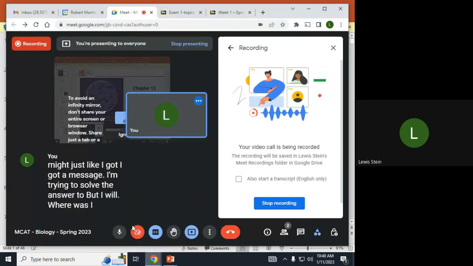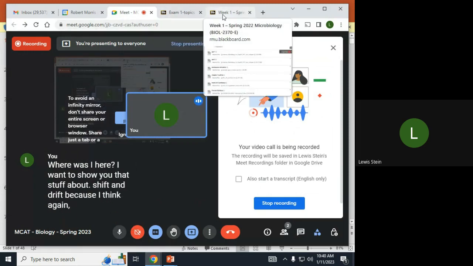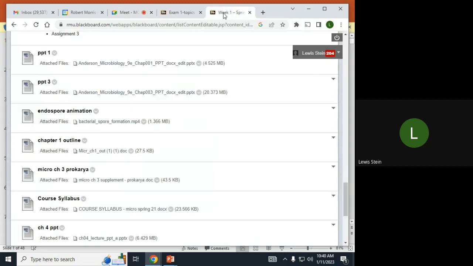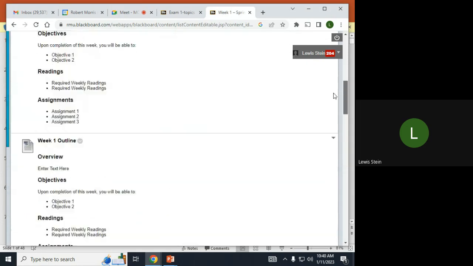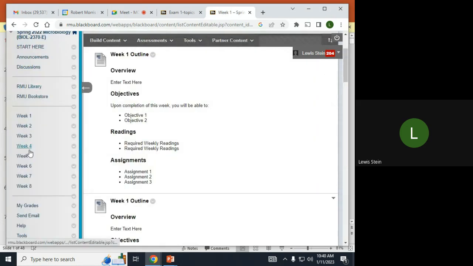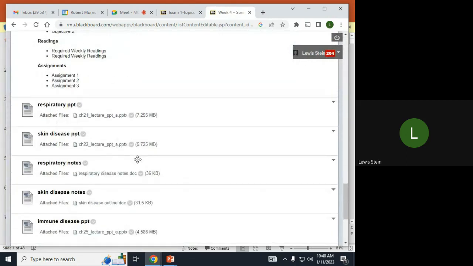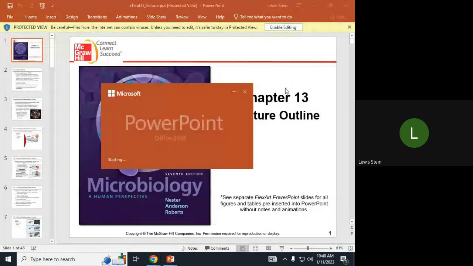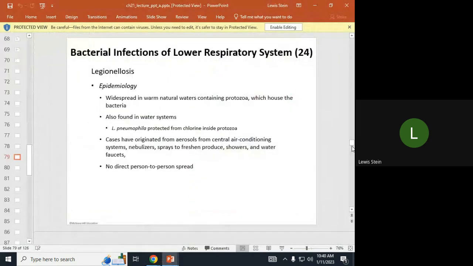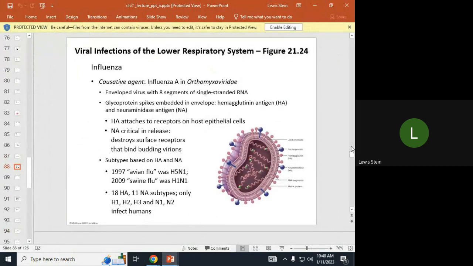Okay, here. I want to show you that stuff about shift and drift because I think those are things that you're going to probably see. This was micro. Okay, good. Here you go. And this will be true for COVID as well.